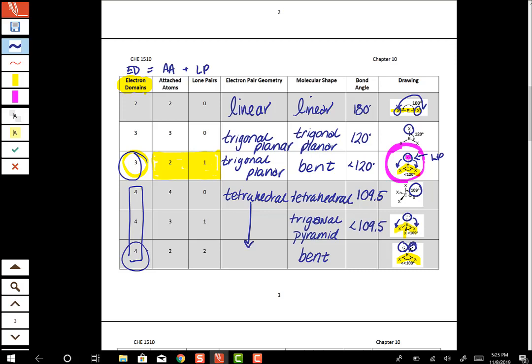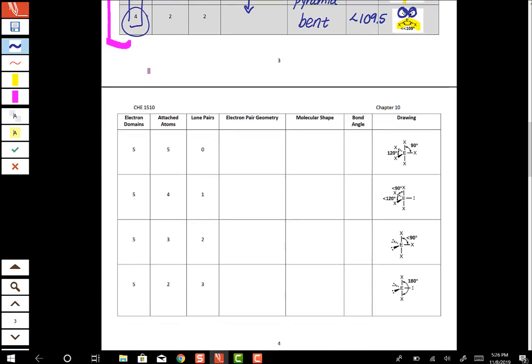If we add yet an additional lone pair, so this bottom example has 2 lone pairs, we'll be even less than 107, around 104-ish. So if you want to memorize those individual ones, you're welcome to, or you can just know when it's appropriate to write less than 109.5. So far, we have looked at 2, 3, and 4 electron domains. Let's move on to 5 electron domains and then 6.